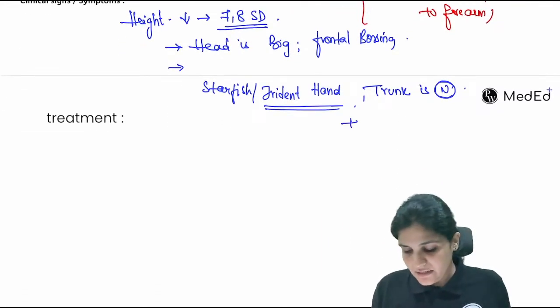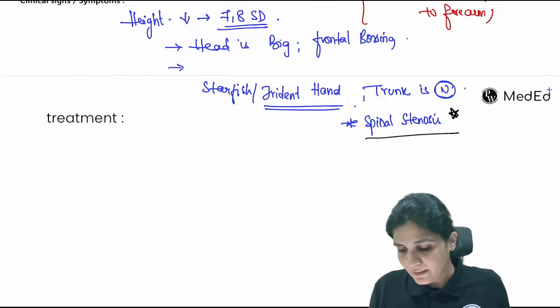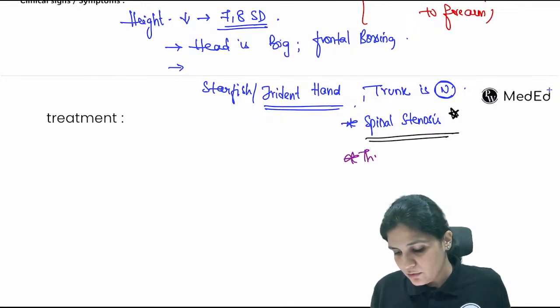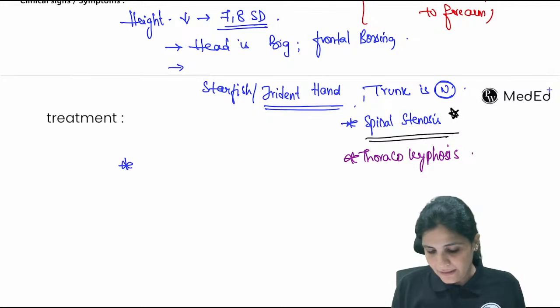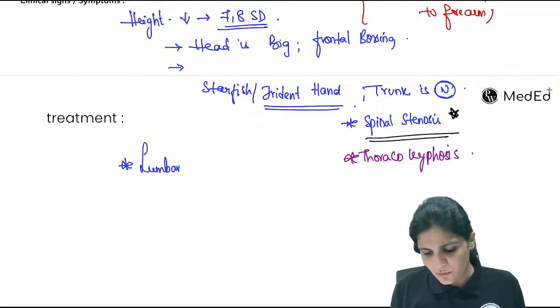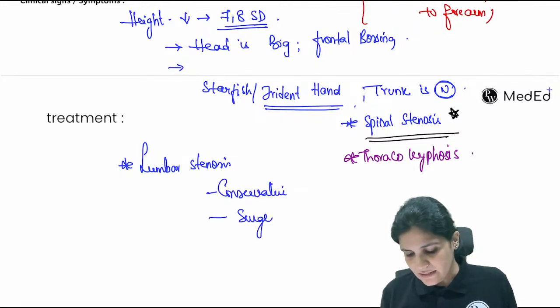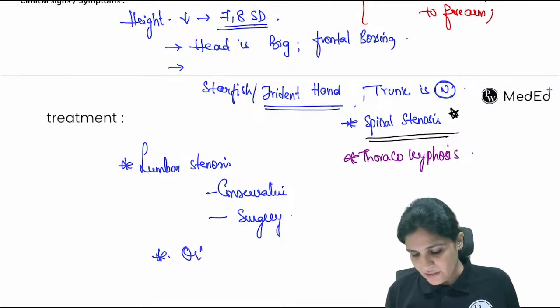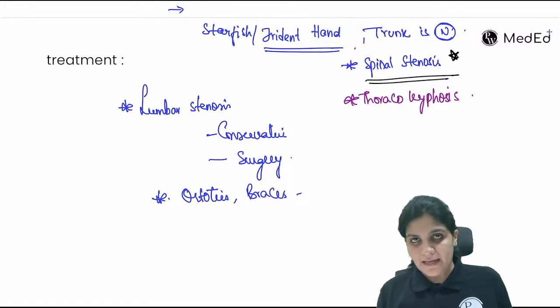And usually these patients might end up with spinal stenosis, which is one of the most common complaints they will have. And one more thing is thoracokyphosis, right? So in this, what you treat is usually lumbar stenosis. You go for conservative treatment, observation, and if it is severe, then you go for surgery. And for thoracokyphosis, again, you can go for orthotics, I mean the braces, right? And strengthening exercise.